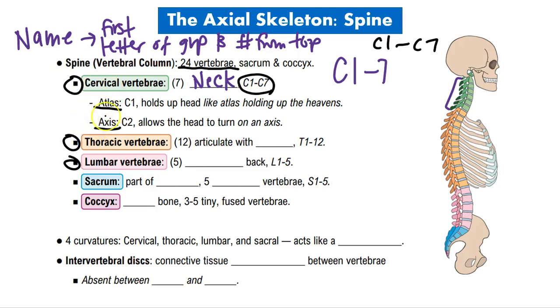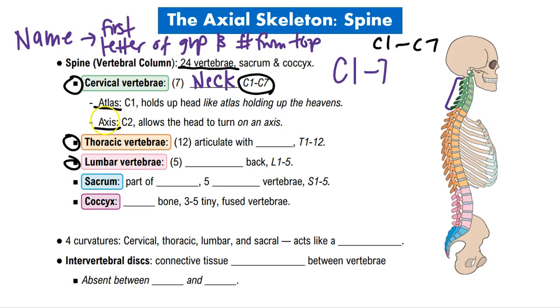Okay. Next, the axis cervical vertebrae, or C2, is going to allow your head to turn on the axis. So it's going to allow it to turn left and right. So go ahead and turn your head left and right, and that's going to be based on your axis vertebrae.